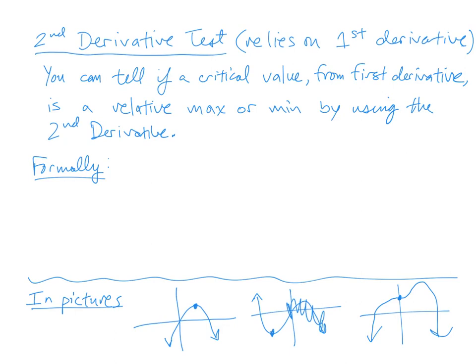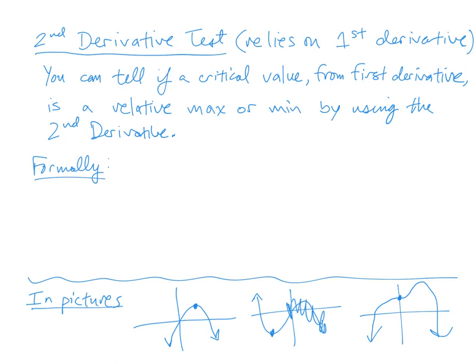So we have these cases, but I think it makes sense. I think you guys can see if the critical value lies in a concave down interval, it's a max. If it lies in a concave up interval, it's a minimum. But there's also this chance that it's not in either a concave down or a concave up. Basically, inflection points that are also critical values are not going to be relative max or relative min.